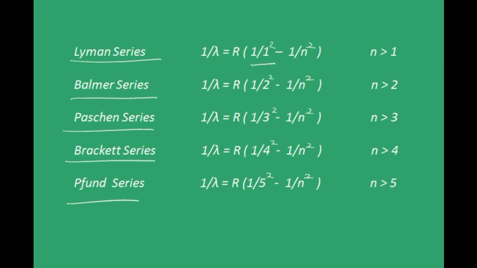For the Balmer series, you have 1 by 2 square minus 1 by n square. And for the Paschen series, 1 by 3 square minus 1 by n square. And similarly for all of these. For each of these cases, the n is greater than the respective number which is here in this place.